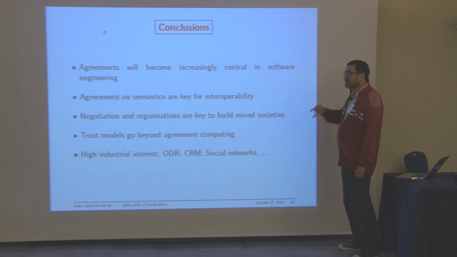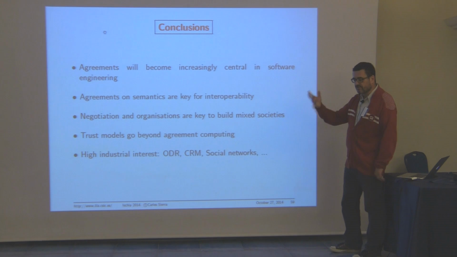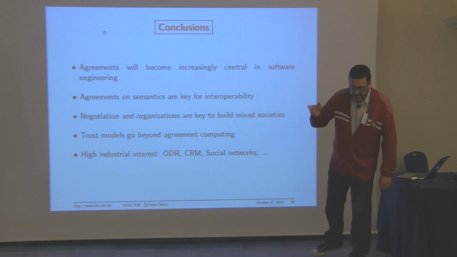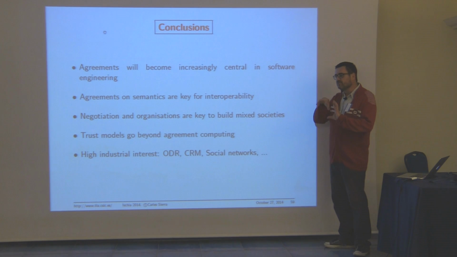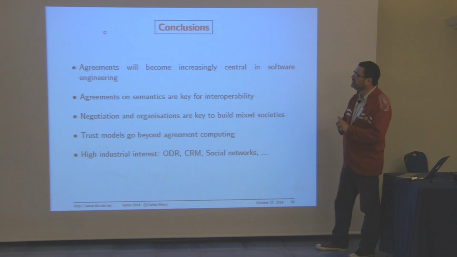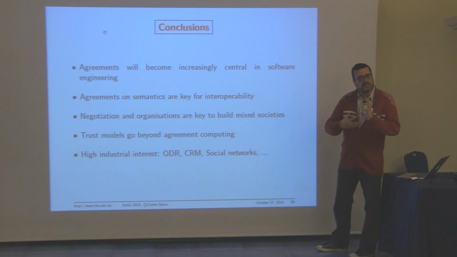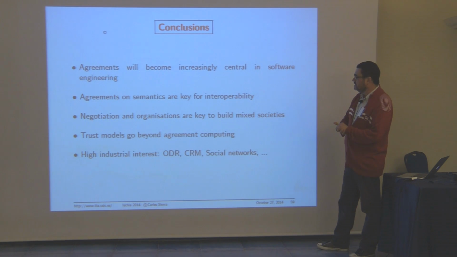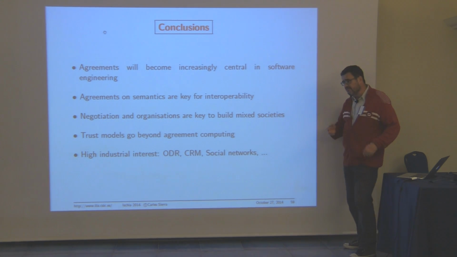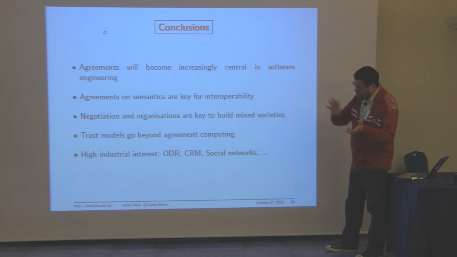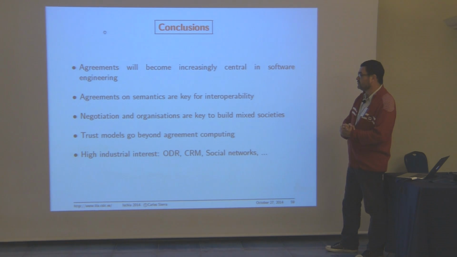So negotiation and organizations are key to build mixed societies. I mean, we saw two examples in the project A's and the project Praise, in which we had agents, humans, web services in a mixed society that were negotiating and interacting together. Well, trust models go somehow beyond agreement computing. They are very important. We saw very quickly the importance in the last two examples, but it goes beyond agreement computing.